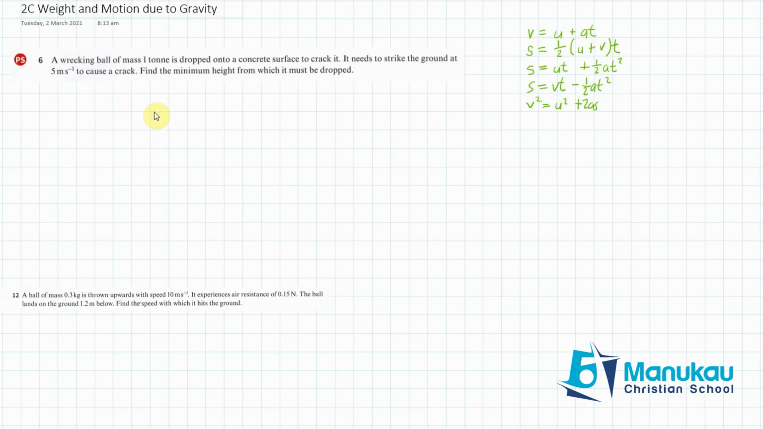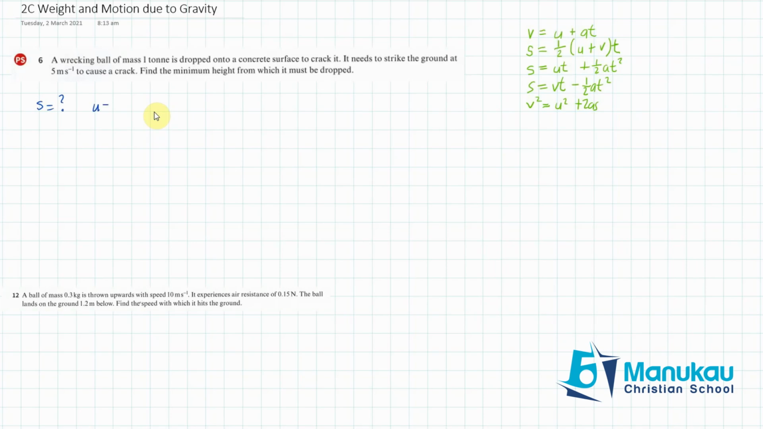Well, we have a wrecking ball. It's got a mass of 1 ton. It's dropped onto a concrete surface to crack the concrete. It needs to strike the ground at 5 meters per second to cause a crack. Find the minimum height from which it must be dropped. So we're trying to find s.